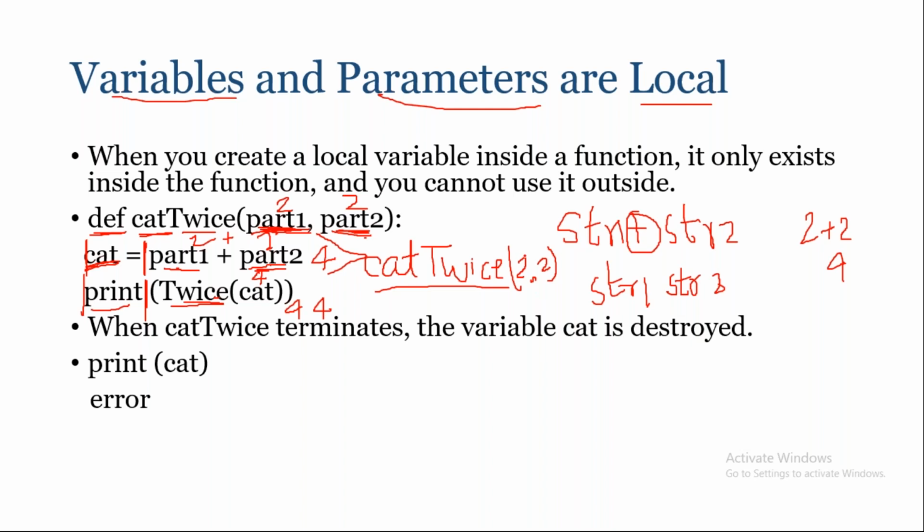Correct? Now instead of passing the value 2, suppose I pass A and B. So part 1 will take the value A and part 2 will take the value B, right? What will be the value of cat? A plus B, which will be AB, right? And when you are printing it twice, what will be the final outcome? AB, AB.